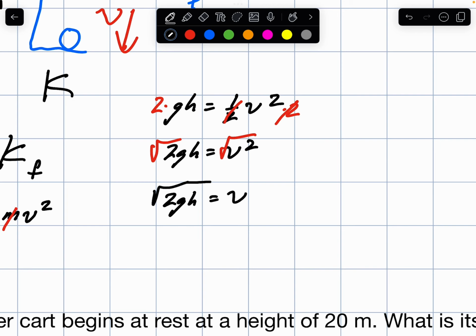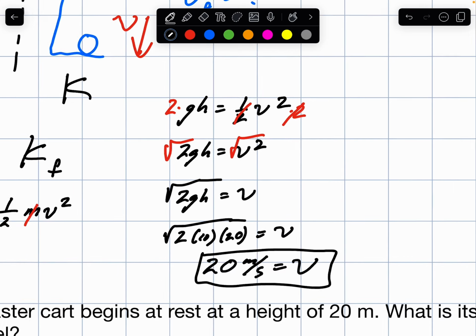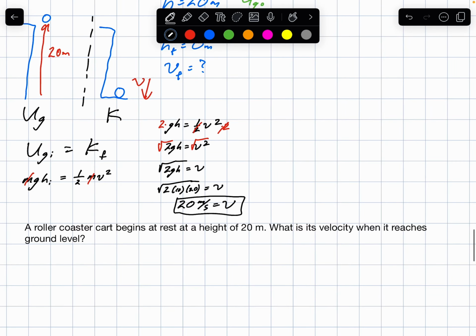Now keep in mind, g is the acceleration due to gravity, which is 10. So I plug in the numbers. 2 times 10 times 20 is v. And this turns out to be 20 meters per second. That is the final velocity just before it hits the ground. And again, notice you don't need the mass there.